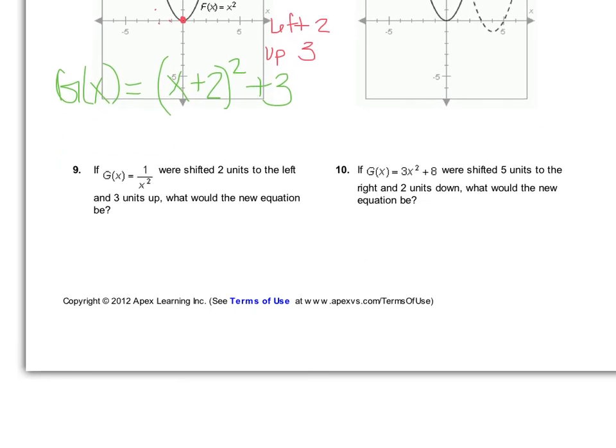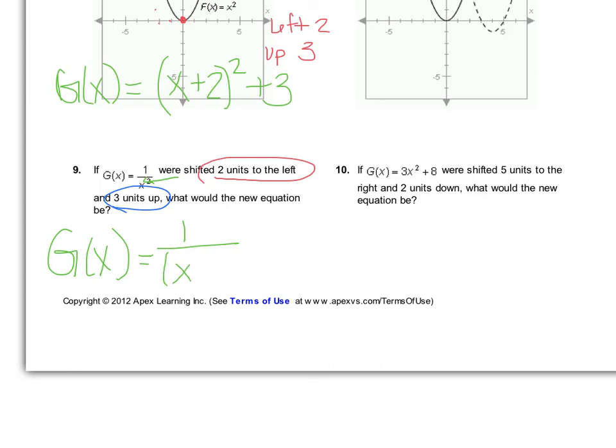Number 9 says if g of x equals 1 over x squared, we're shifted 2 units to the left and 3 units up. What would be the new equation? Well, if I wanted to shift it 2 units to the left, I'm going to have to put that 2 in with that x. So it's going to become g of x equals 1 over, instead of x squared, it's going to be x plus 2 squared. The plus 2 comes because I shifted it to the left 2. And then I shifted it up 3, so that means I'm going to add 3 to the end. So this would be our new function.